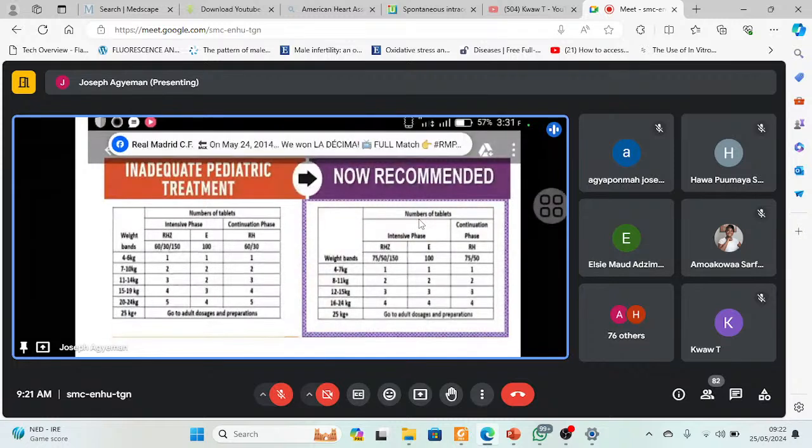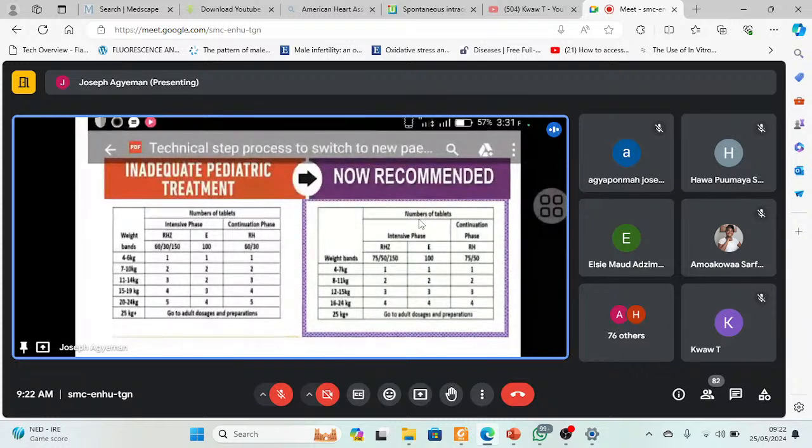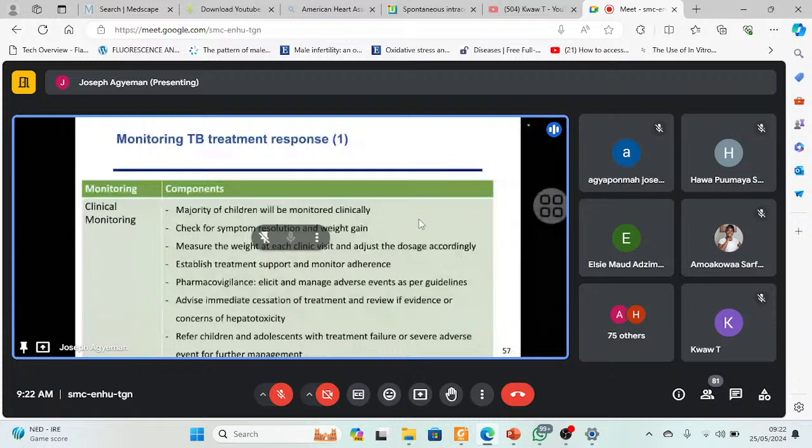Now, the strength and for that matter, the doses of especially rifampicin and isoniazid have been increased. Therefore, this is no more used. The lower regimens are no more used. And now this is the current recommendation for pediatrics. Monitoring is key. Not only in this field.